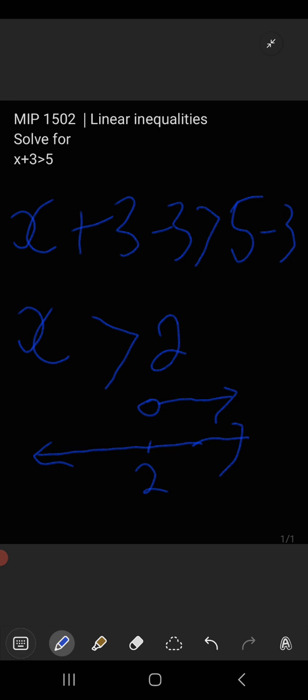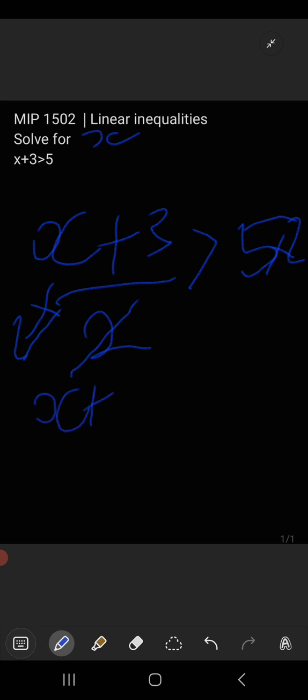This is what they need in MIP 1502. Sometimes, guys, they can want you to represent your answer in set builder notation or in interval notation. You can represent that. Hope you get it. Let's look at question number 2.